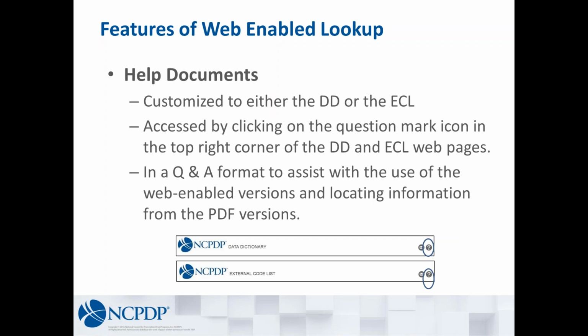Want to go over some features of what's in the lookup tool that many may not be aware of. First of all, there are help documents. There is one unique document for the Data Dictionary and for the ECL. And it's accessed by clicking on the question mark icon that appears in the top right-hand corner of the page. It's designed in a Q&A format, and it offers information on how to use the web-enabled tool, and also helps you to find information that you may be accustomed to having seen in the PDF version, like where do I find it now in the web-enabled version.